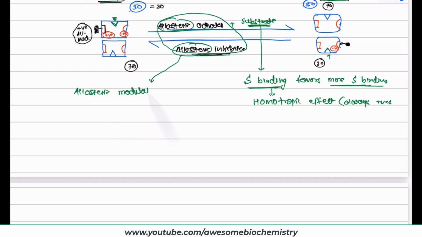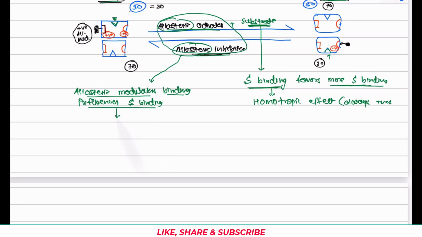modulator. Its binding influences substrate binding, right? Suppose an allosteric activator is there, then more substrate will bind. If an allosteric inhibitor is there, less substrate will bind. So allosteric modulator binding influences the substrate binding. So it is called a heterotropic effect. And this heterotropic effect can be positive or negative, whereas in the case of the homotropic effect, it is always positive.